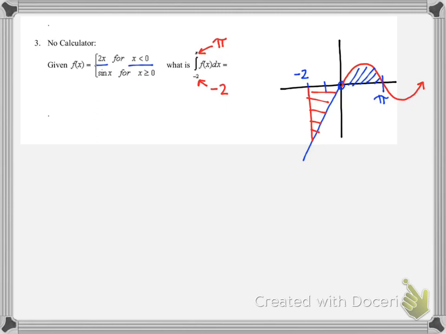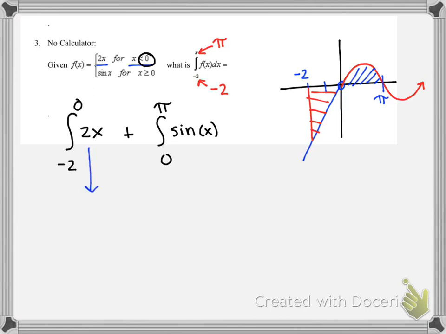to approach it, just to remind us that we really have the integral of 2x from -2 up until 0, because 0 is where this piecewise breaks. And then we have a second integral of sine of x from 0 to the upper limit of pi. And we could have done this graphically, but we'll do it algebraically.